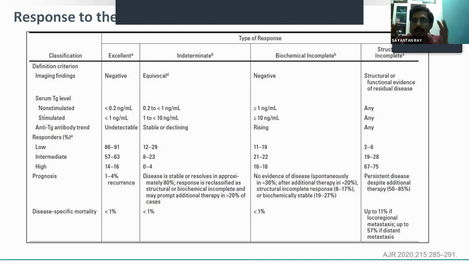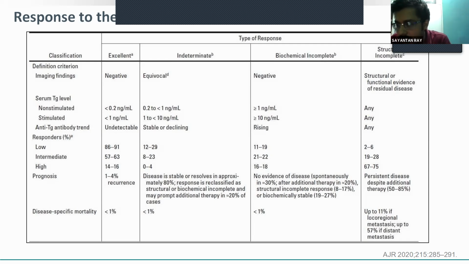lesions, when imaging is negative, it can be defined either by serum TG level or anti-TG antibody trend. And regarding the structural incomplete, it is structural or functional evidence of residual disease irrespective of TG level and anti-TG trend. It is the only type of response for which disease-specific mortality is significantly elevated, up to 11% if locoregional metastasis and up to 57% if distant metastasis.